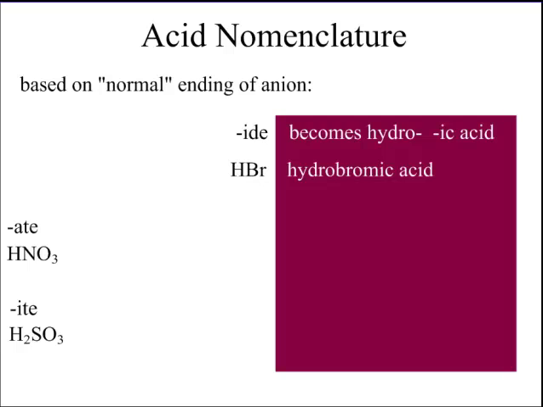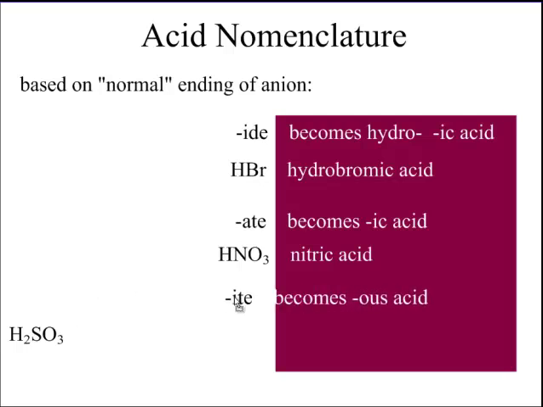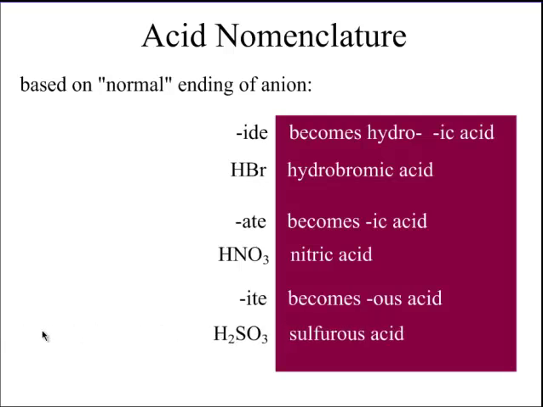If the normal ending would be ATE, the acid name has the ic ending, not the hydro anymore. That's how those two are different. But you have that IC ending. HNO3 then is nitric acid. If the anion ending is normally ITE, the acid name becomes OUS. H2SO3 then, for example, is sulfurous acid.